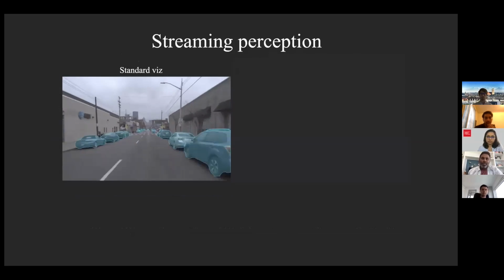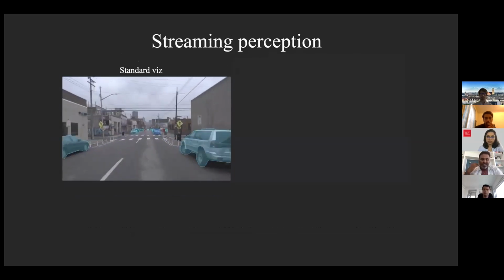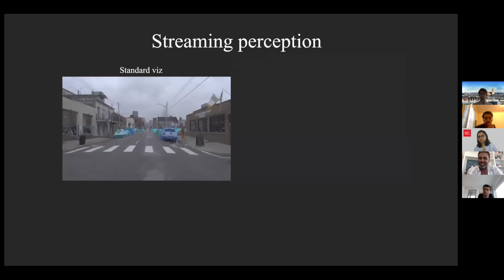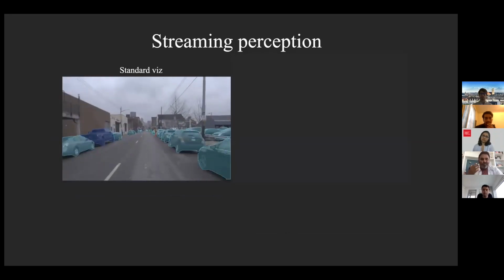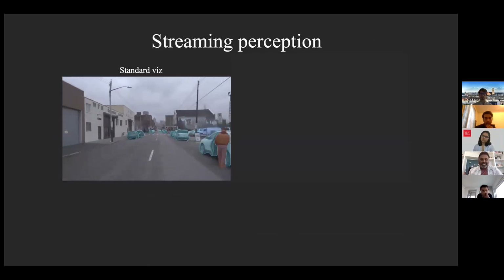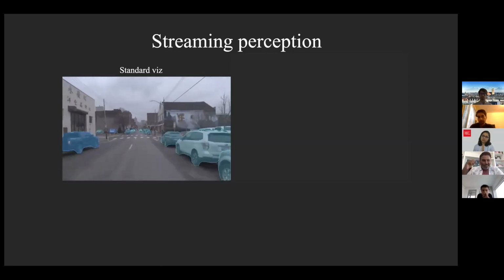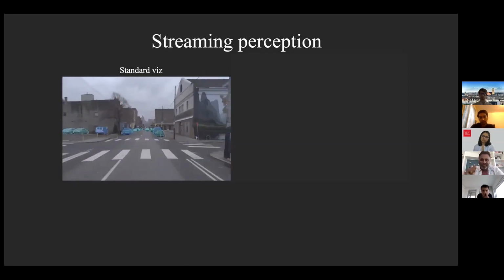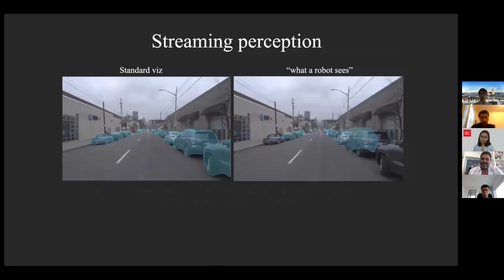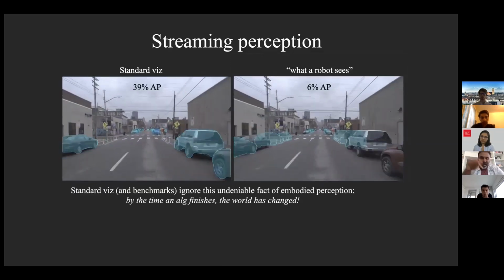And what I mean by that is, this is the visualizations that we're used to seeing in vision. And what I claim is these are all offline visualizations. If you actually sit in the brains of a robot, if you sit in a car while it's moving, what you see is something very different. And what you see is something that looks like on the right-hand side.